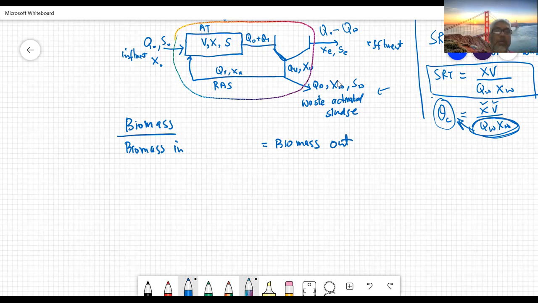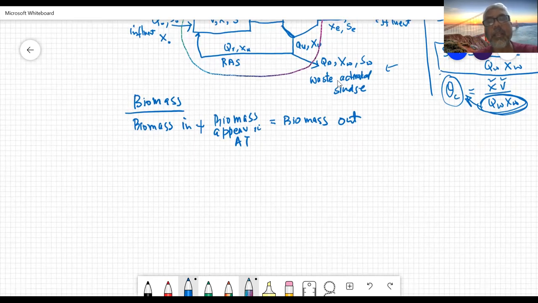But because there is a biological reaction occurring in the aeration tank, biomass is eating or consuming substrate and growing. So biomass actually is being produced in the aeration tank. So we have to add the biomass appearing in the aeration tank. Biomass is not only coming in, but also being produced. So for this term, I have to write biomass produced in the aeration tank, right? I can write like this.